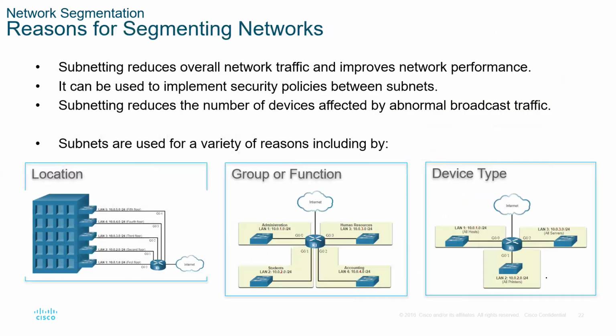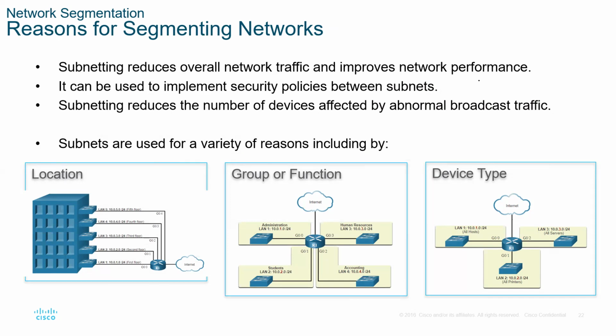Reasons for segmenting a network: subnetting reduces network traffic and improves network performance. It can be used to implement security policies, and it reduces the number of devices affected by abnormal broadcast. Number one, we've explained it. Without segmenting, overall network performance decreases. Why? Because we have more broadcast traffic. More processing power is now needed to process that traffic, meaning the network performance decreases.